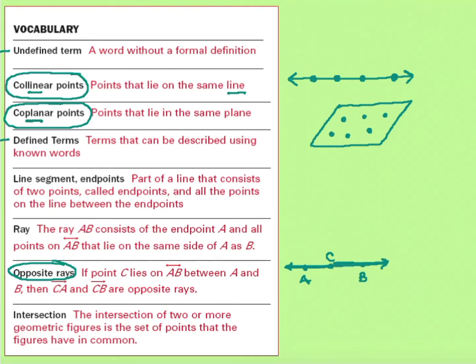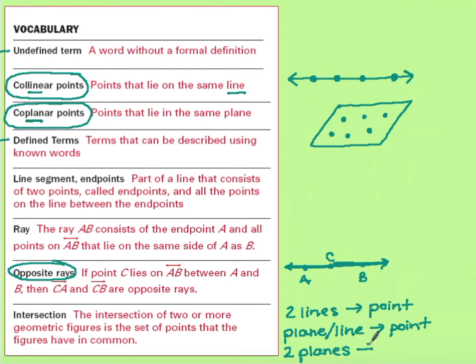And finally, intersection, the intersection of 2 or more geometric figures. So 2 lines, where do they touch? At a point. How about a plane and a line? Where do they touch? At a point. Remember, the pencil's stabbing through the paper at one point. And then what about two planes? Where can two planes touch? All along an infinite line. So those are some of the good vocab from this section.